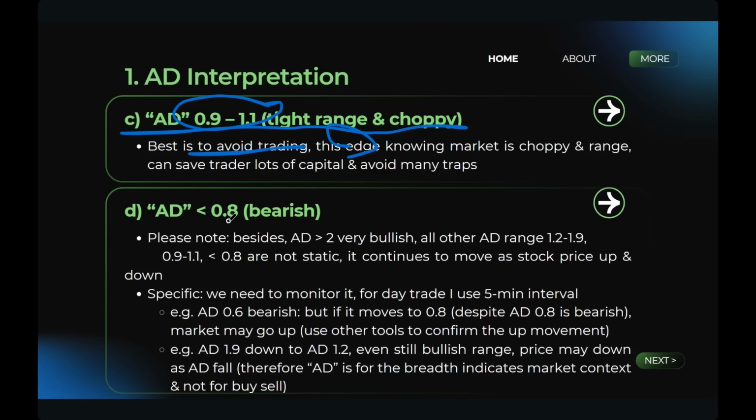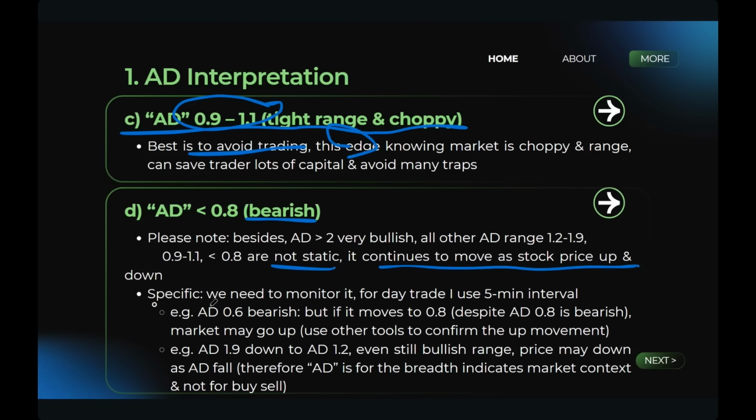AD less than 0.8, that means down from 1, the equal percentage, is bearish. Please note, besides AD greater than 2, very bullish, all other AD ranges, 1.2 to 1.9, 0.9 to 1.1, and less than 0.8, as I say, is bearish. They are not static. It will continue to move as stock price goes up and down. So we'll continue calculating it.